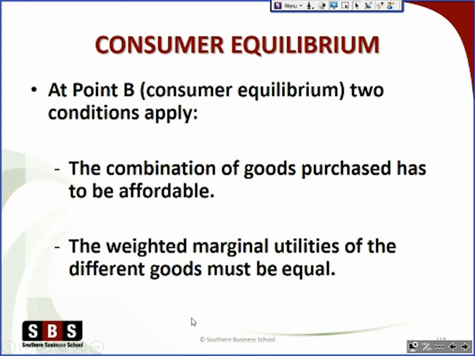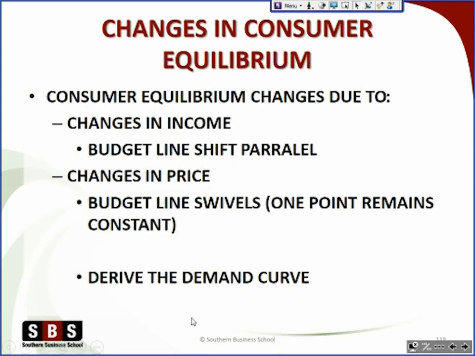Okay, this you don't have to worry about. Just know that point B is consumer equilibrium. Consumer equilibrium changes due to change in the income or change in the price.